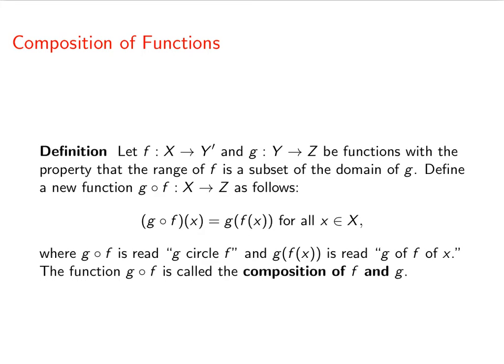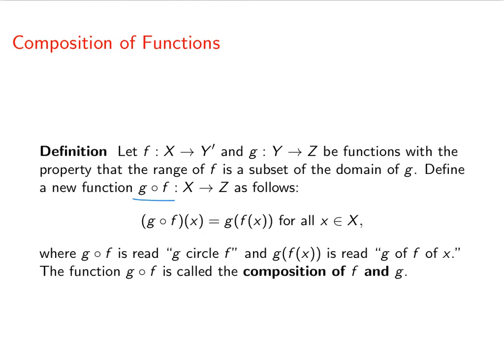All right, so here's the definition of a composite function. We let f be a function that maps from x to y, and g is a function that maps y to z. It needs to have the property that the range of f is a subset of the domain of g. And then we define a new function, g circle f. That's going to map from x to z. So that's how we're going to describe this thing.